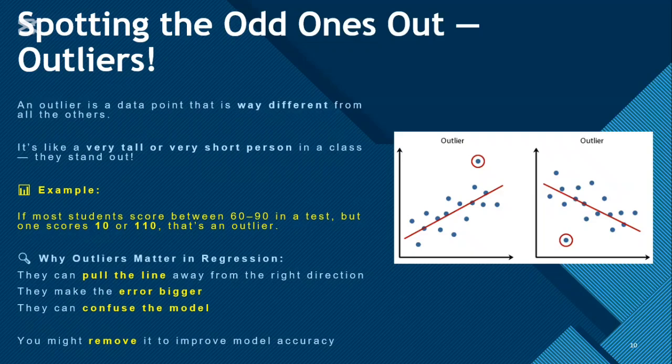So why do outliers matter in regression? They can pull the line away from the right direction. If I include outliers in my data, it is going to spoil the pattern. It is going to disrupt the line in a different direction. It makes the error bigger and it can also confuse the model. So it's a better idea to remove the outliers from your data set before making a model.